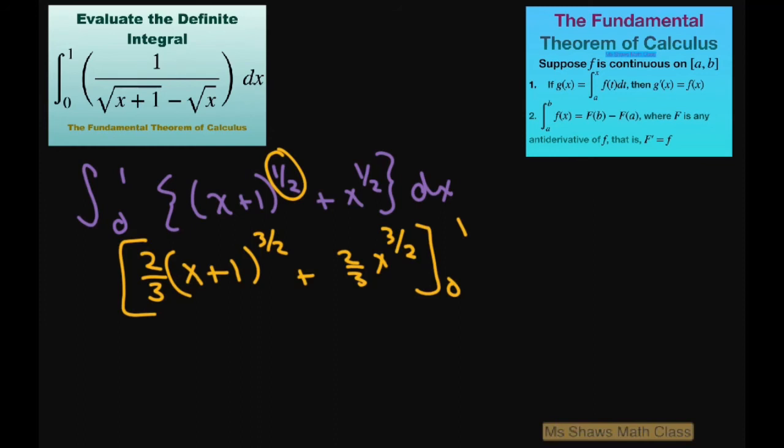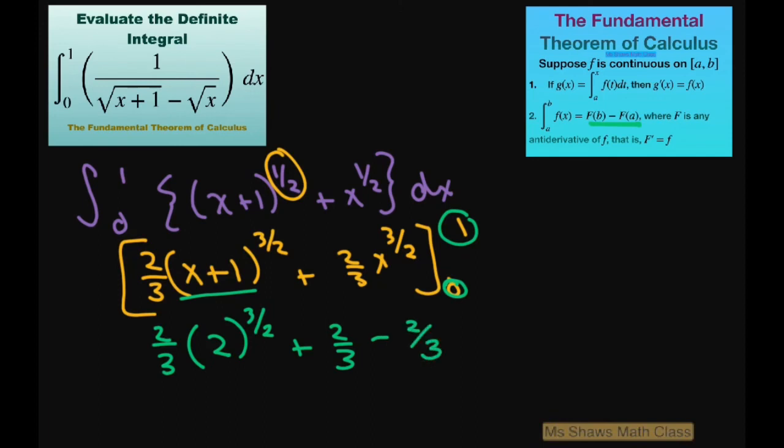Now, substituting in a 1, you're going to get 2/3 times 2 to the power of 3/2 plus 2/3. Then let's subtract, since we're using the fundamental theorem of calculus. When you substitute 0 in here, you're going to get minus 2/3, and this other term is just going to go to 0. So this cancels.